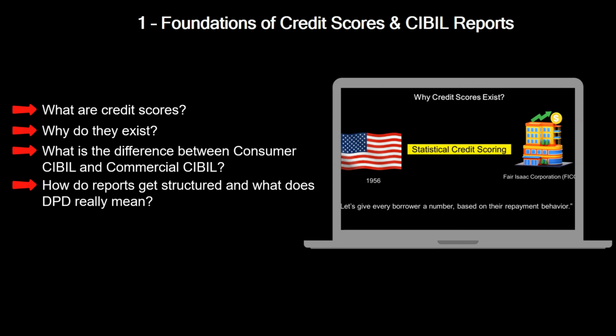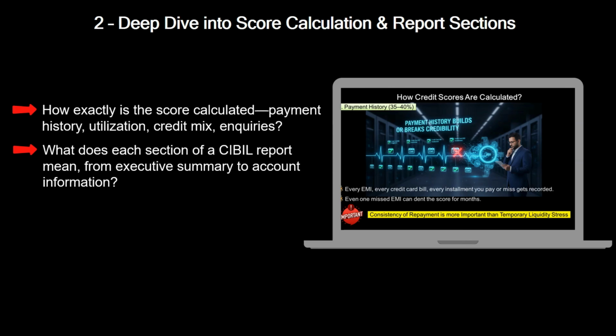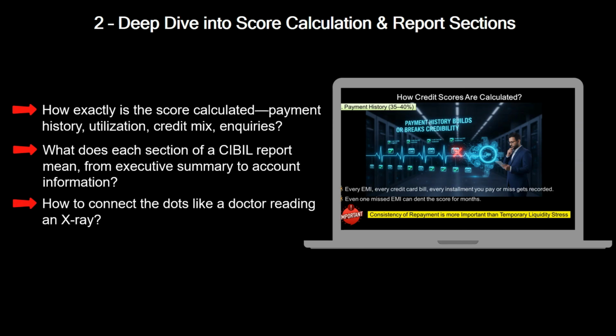The next module, Module 2, is a deep dive into score calculation and report sections. Now in this module, we will put on the credit manager's microscope. We will see how exactly the score is calculated via repayment history, utilization, credit mix and enquiries. Also, what does each section of the CIBIL report really mean, from executive summary to account information. And lastly, how to connect the dots like a doctor reading an X-ray. Now this module will train you to look beyond the numbers and into the story hidden inside the report.